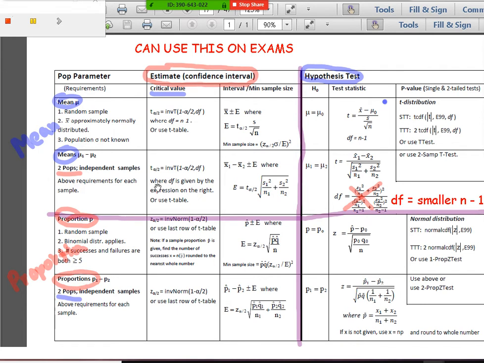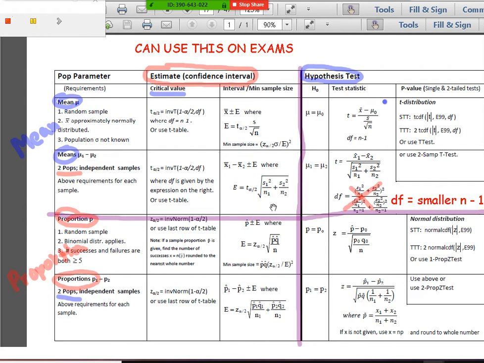Please note that the top row is for one sample. That's what we've been doing, this top row. The second row here is for two populations, two samples. That's what we're going to be doing next in Chapter 9. So these are the ones you'd use if you had two samples. And again, same down here. One sample is this top row, two proportions is this bottom row, the formulas you use for that.